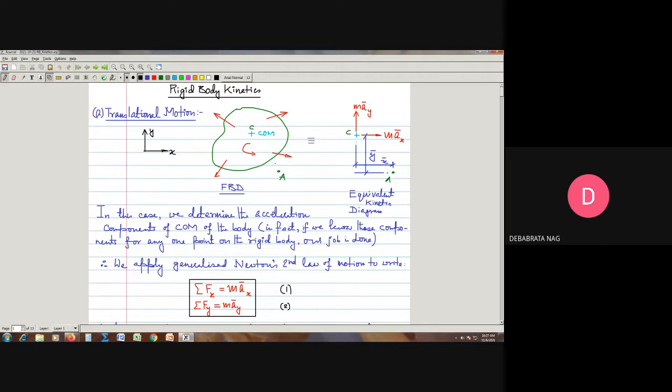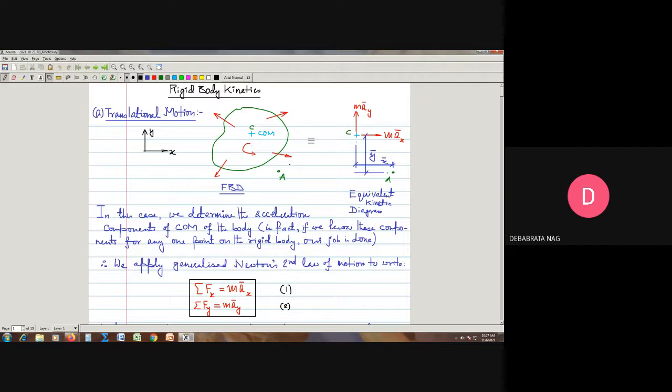Here we may require the help of some external point A. That point may be external to this body, or it may be internal to the body also. So this point A can be an external point, or it can be an internal point on the rigid body. So we require this help. So we take this point A, and of course in the equivalent kinetic diagram also we note this point A.